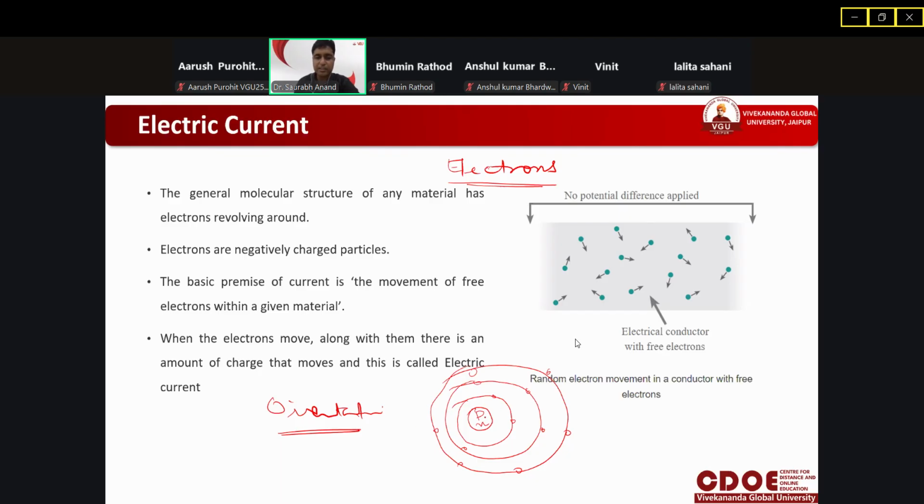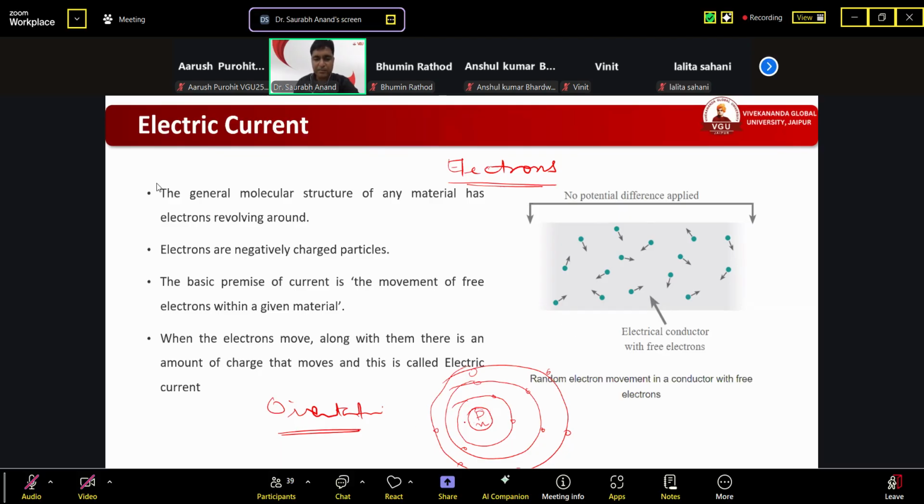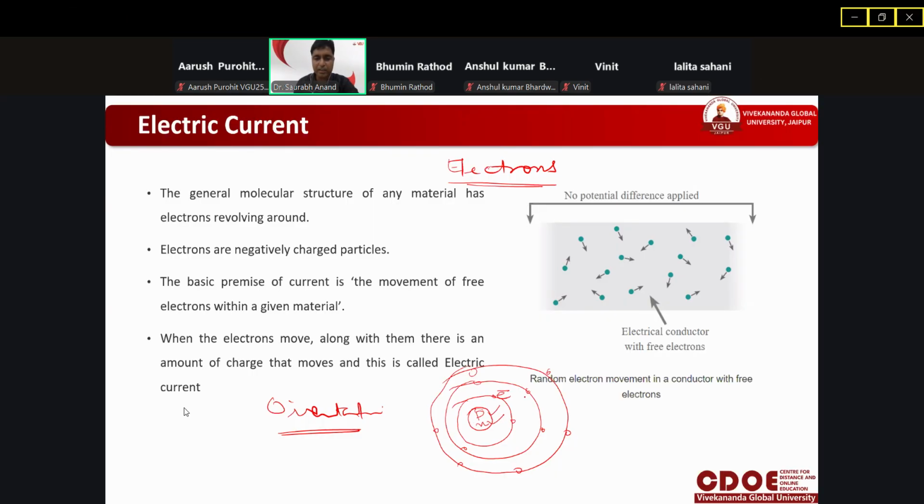So in this orientation, there will be one nucleus, and in this nucleus there will be protons and neutrons, and electrons. These are the electrons that are moving on the circular path, and this is known as an orbit. These electrons are moving outside the nucleus in this round, you can say a circle. The number of electrons depends on the material. It is already studied. These electrons play the role in flowing the current.